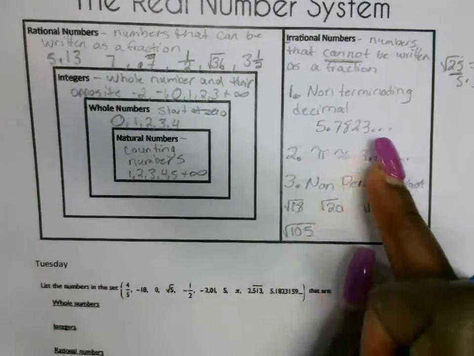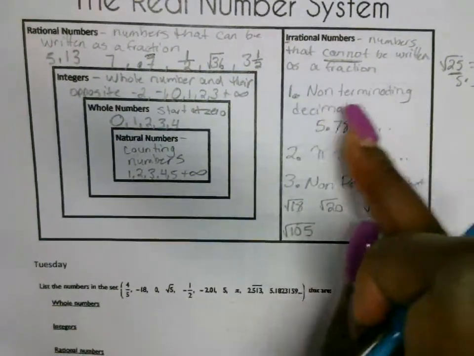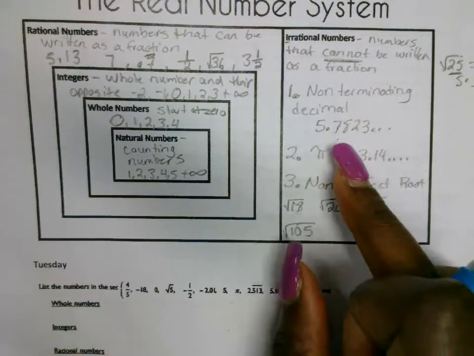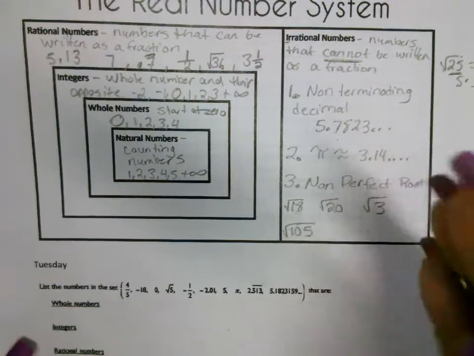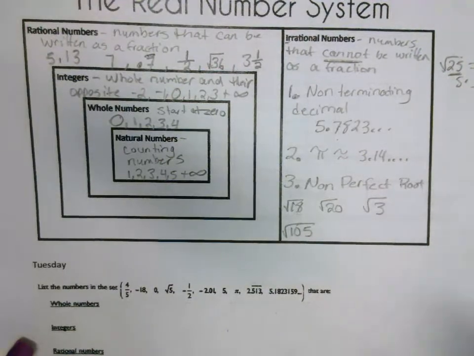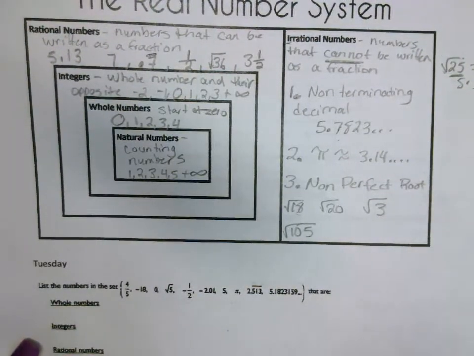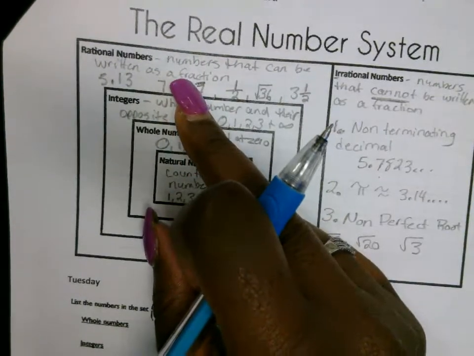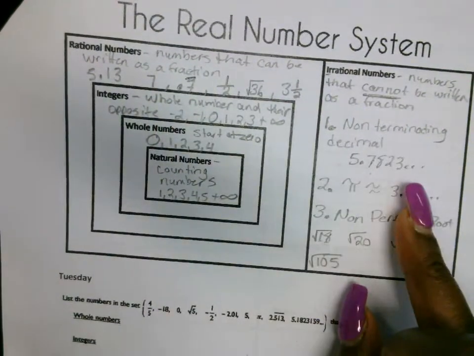Those decimals that have the dots at the end, they're non-terminating decimals. They continue on forever, but they don't have a pattern as to how they repeat, like 1 5 1 5 1 5 1 5. If it has a pattern, then it's rational because you know what number is coming next. If it doesn't have a pattern and it keeps going on forever, then it's irrational.